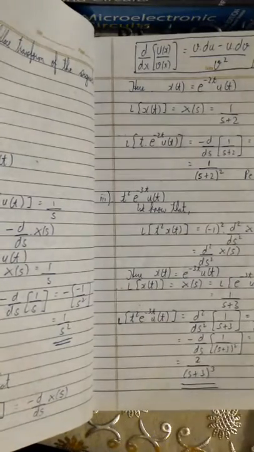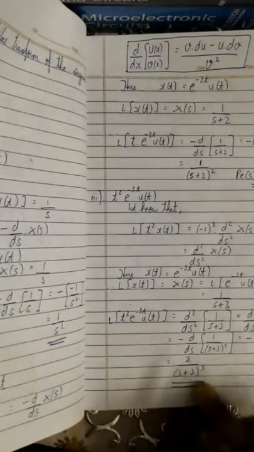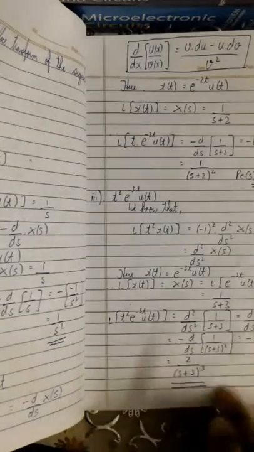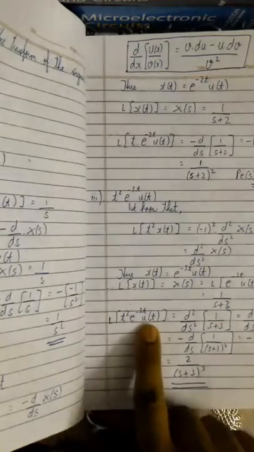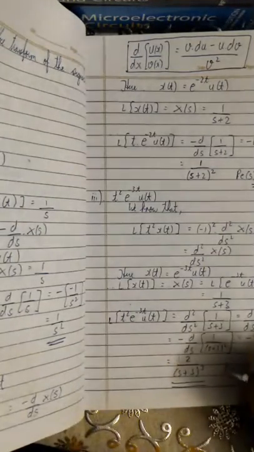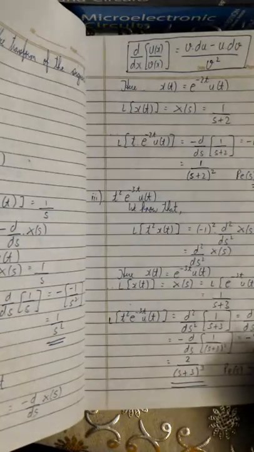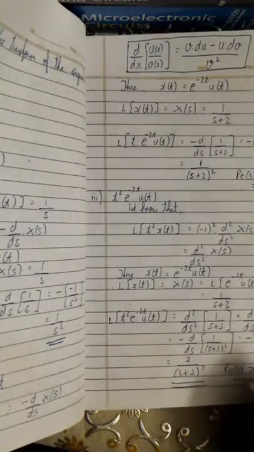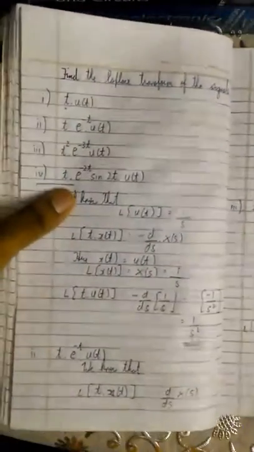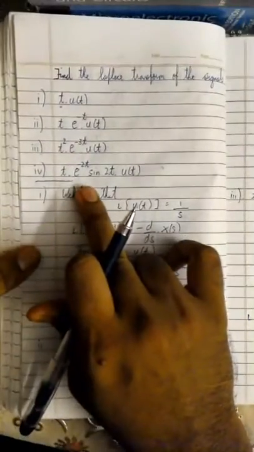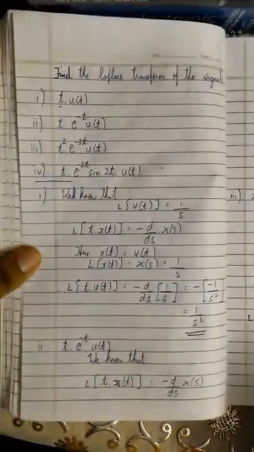This is your answer. If you want to find the ROC, you have to immediately say the pole is at s equal to minus 3. This is also a right sided signal, so the real part of s is greater than minus 3. This is your ROC. Now let's do the last question. The Laplace transform of t into e raised to minus 2t sine 2t u of t.